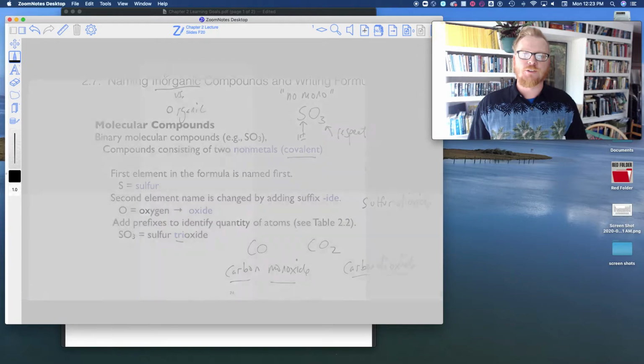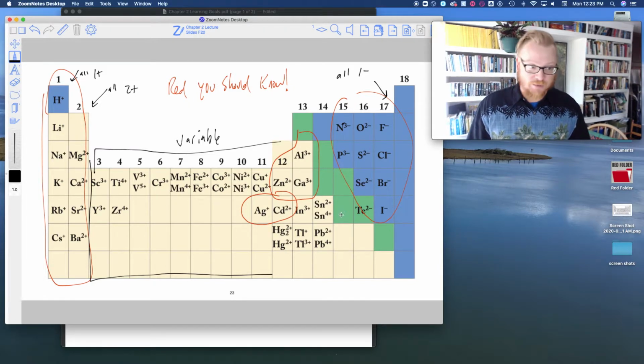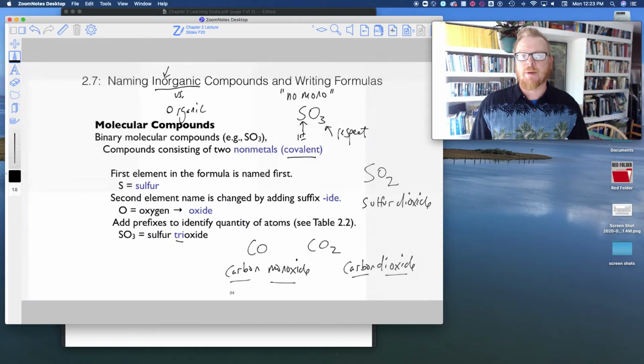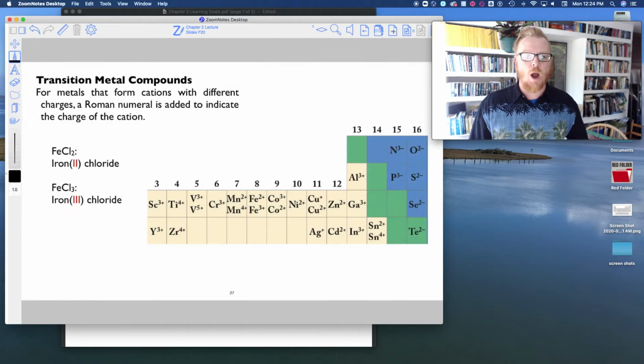And so that means you're going to want to know all of this stuff, all these charges, right? I circled the red. The red charges you should know, because that's how you're going to know how to make compounds out of it. I mean, look, there's Mg2+, there's Cl-, so we have to have 2 of these chlorines for every 1 magnesium to make an ionic compound out of it, okay? So let's keep going, okay?